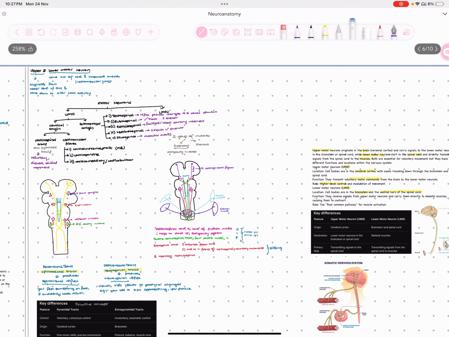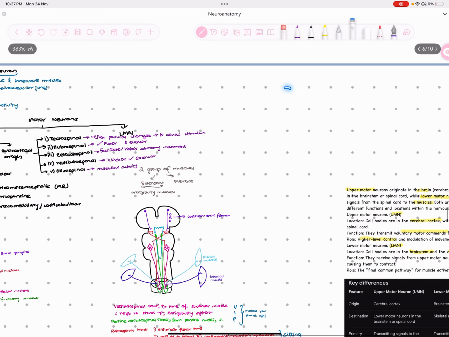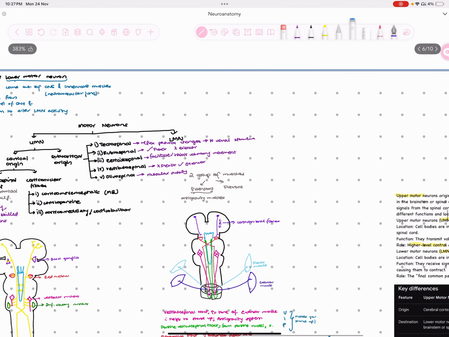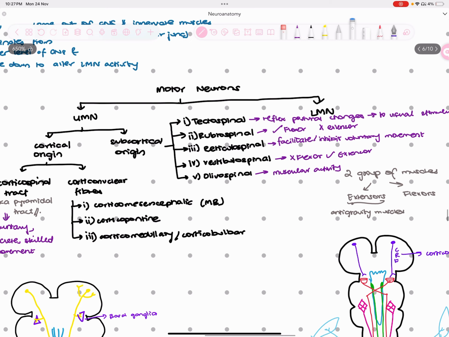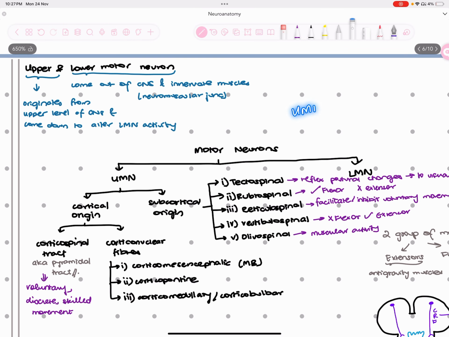Okay, so talking about the descending tracts, they bring the information from the higher centers of the central nervous system, and then these descending tracts are going to go to the effector organs, right? So before that, it's very important for you to know that you have upper motor neurons and lower motor neurons.